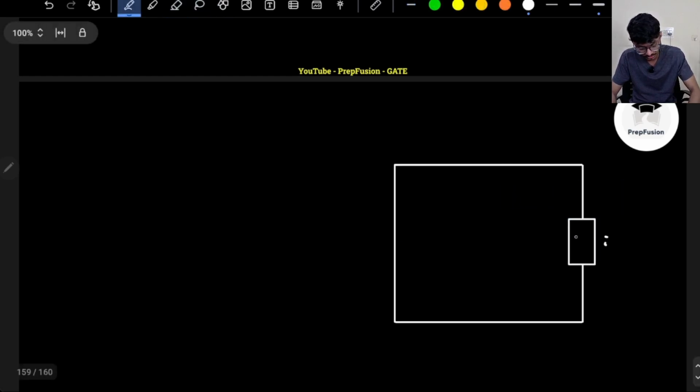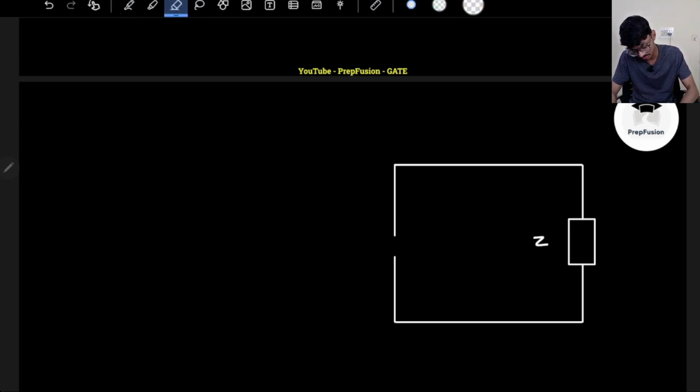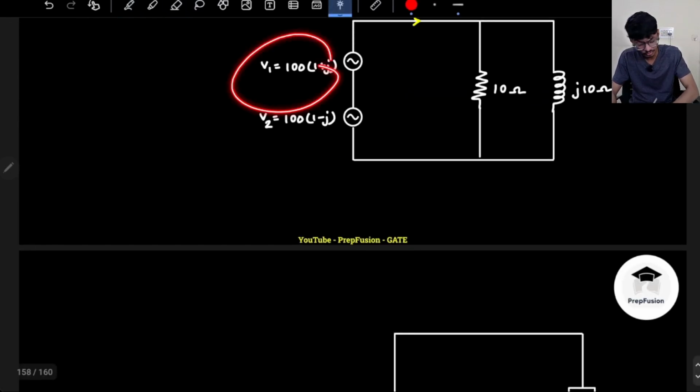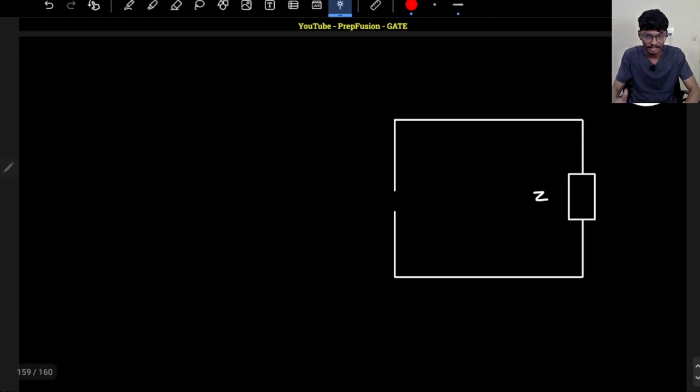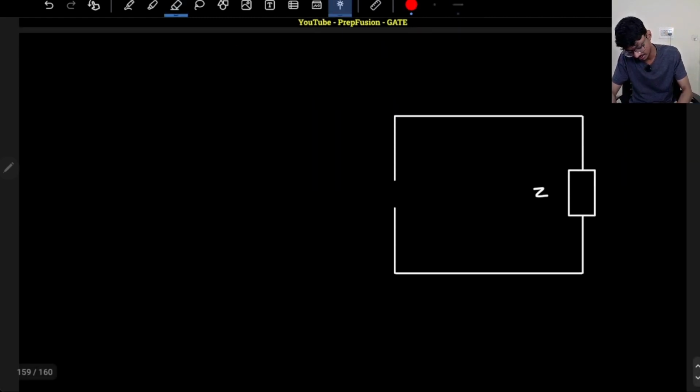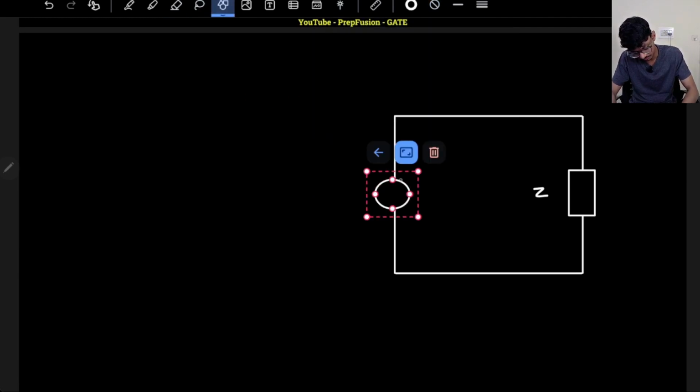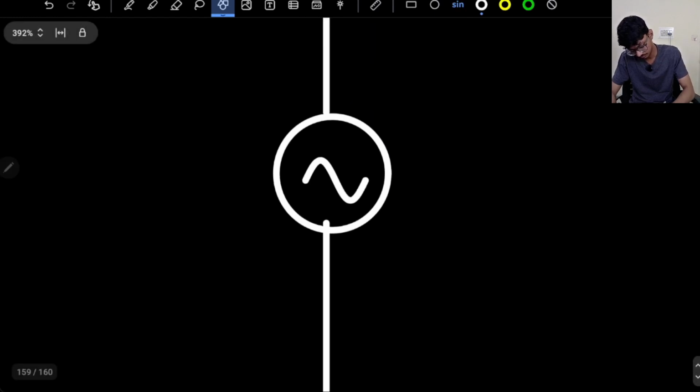Z, and what will be this Z equivalent? I will tell you Z equivalent, and the sources also I am adding. These two sources I can add, right? Because they have not told me anything about frequencies, I will assume they are both the same frequency. I can simply add. If I add these two, what is coming?